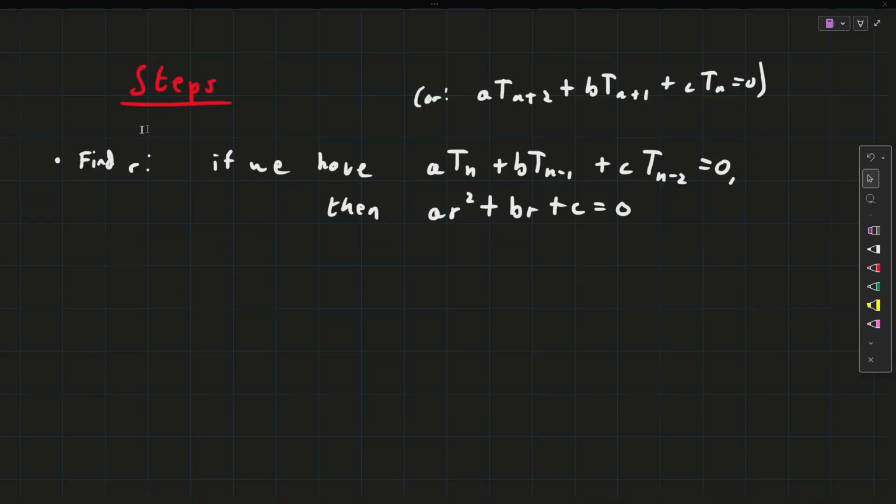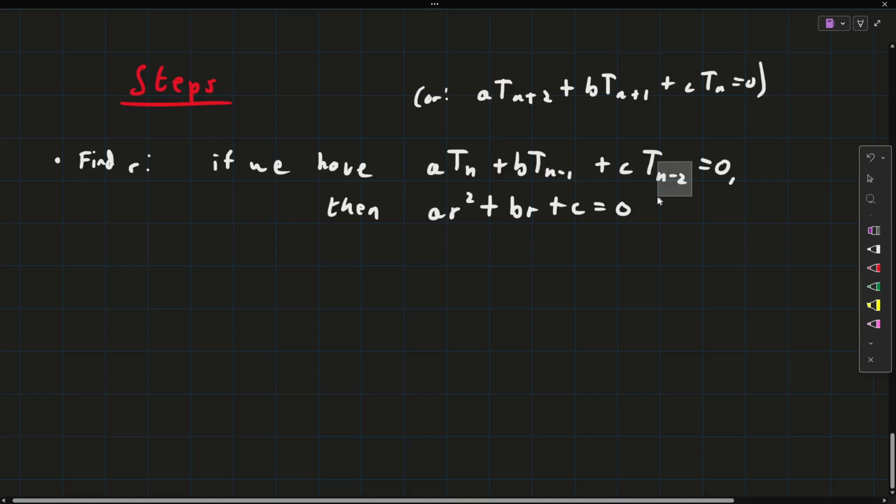To summarize, here are the steps. The first thing is we need to find r, which is the root. Remember that we have r to the power of n in our solution. So if we have this as our equation, this is just bringing all the terms to one side, because we know we're going to have to solve a quadratic, so you may as well do that. And this is the exact same as this, okay? Remember how I said it doesn't matter if it's n and n minus 1 and n minus 2? The only thing that matters is the order. So for example, this is the highest term, this is the second highest term, and this is the lowest term.